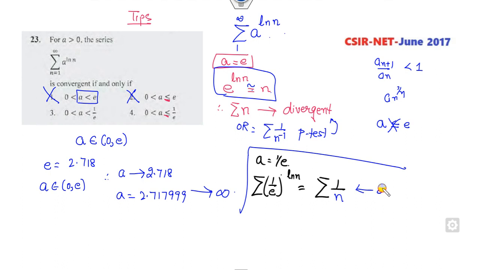Again you can see this is divergent, and the limit will go to 0. So this is divergent, this option is cancelled out. So the only right option is the one here.